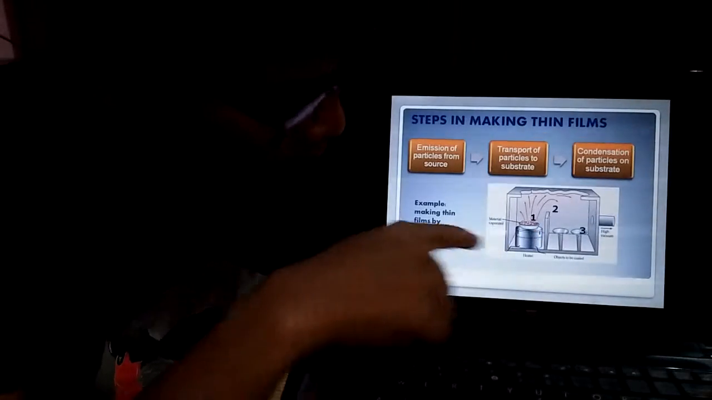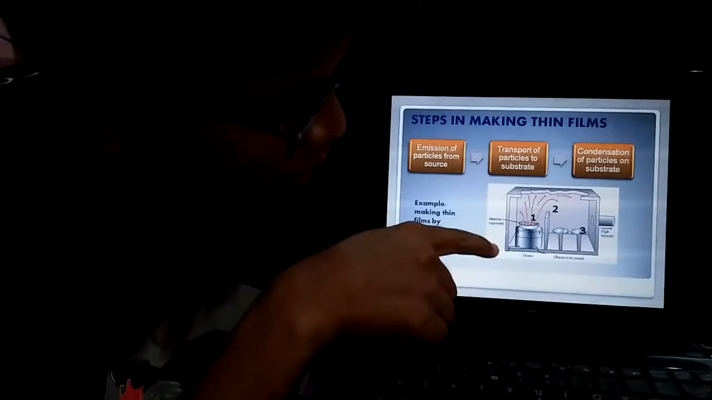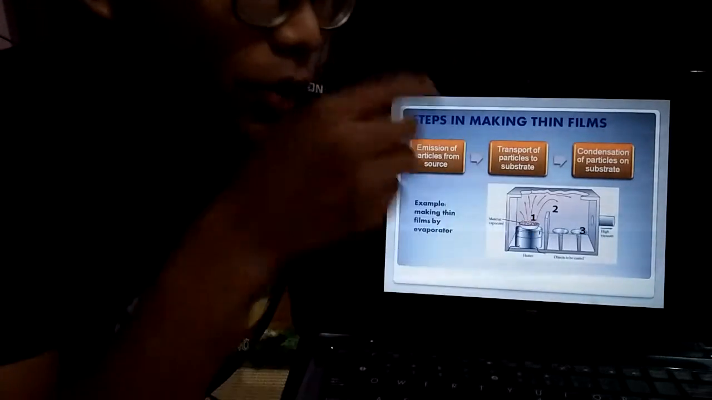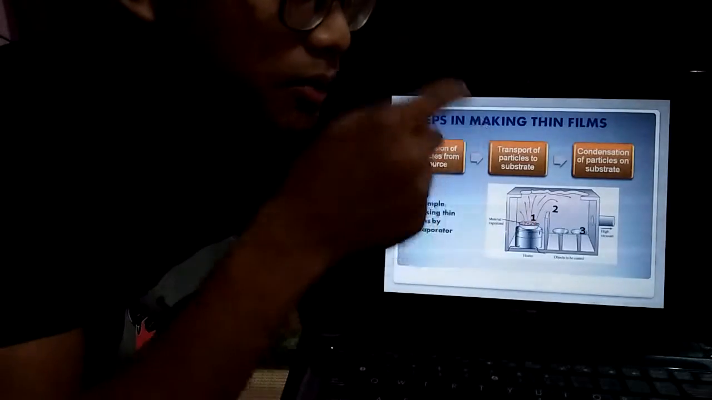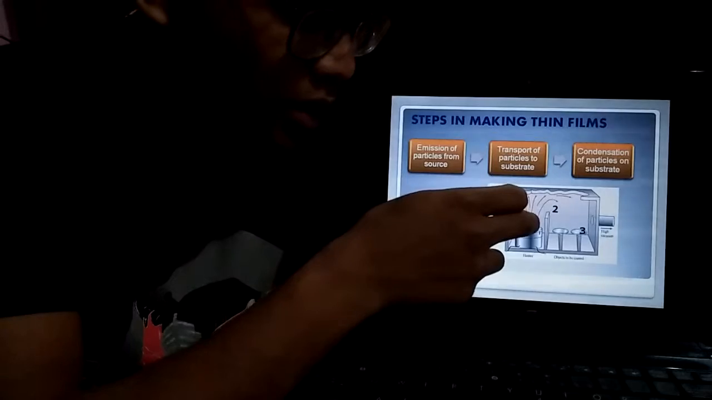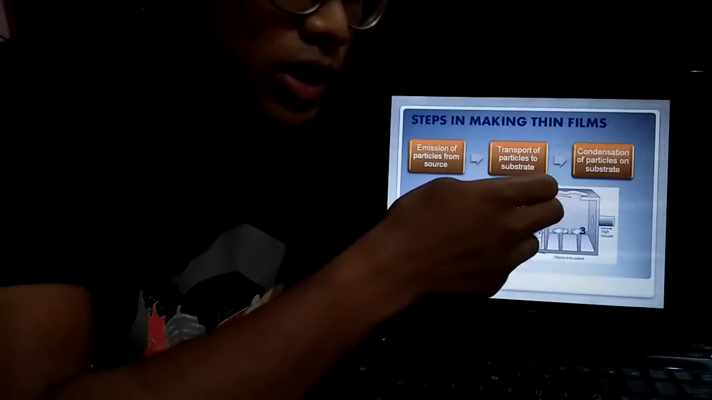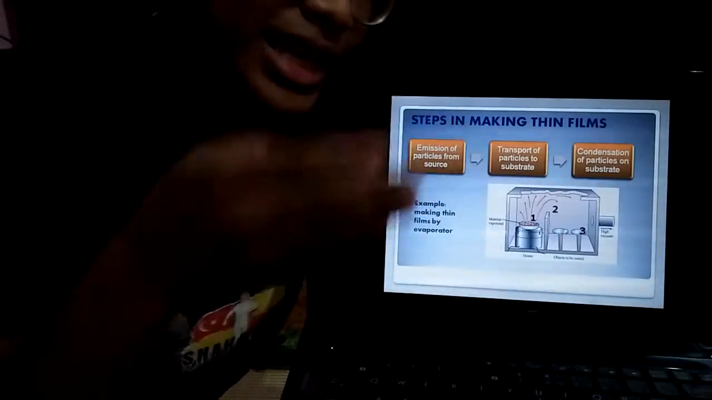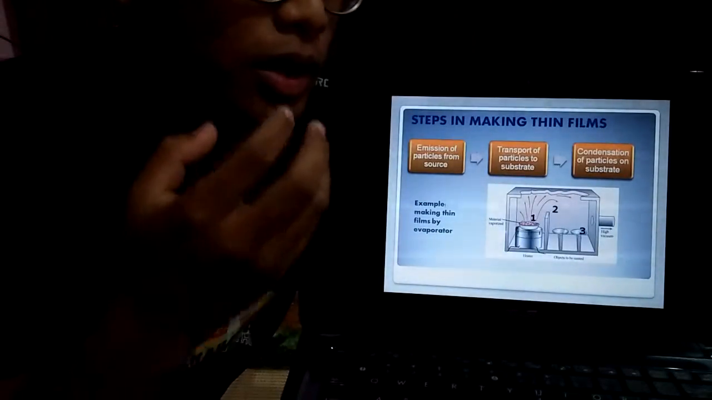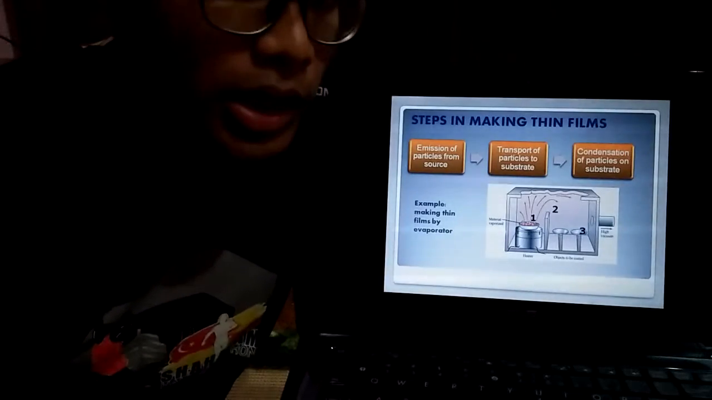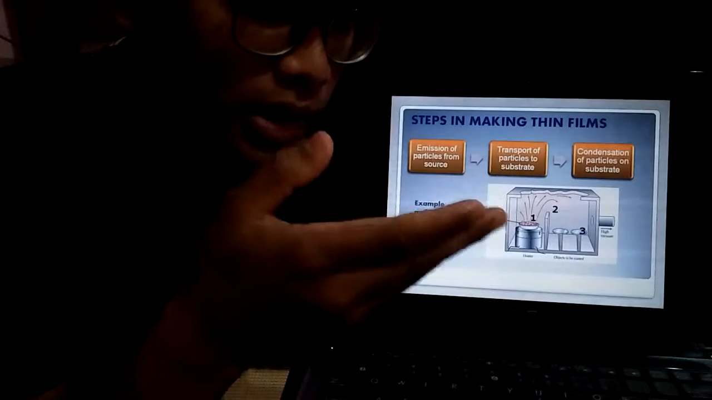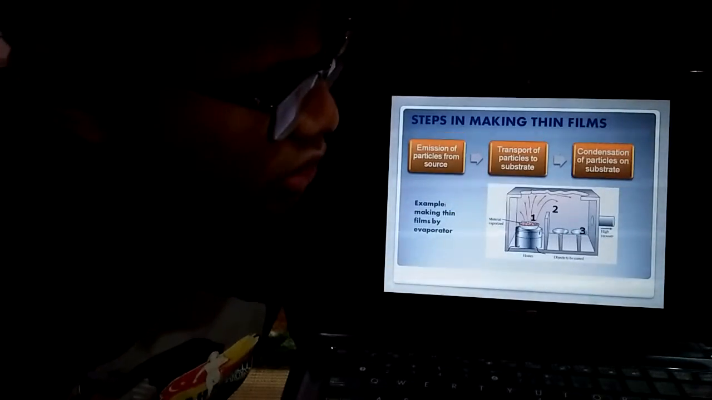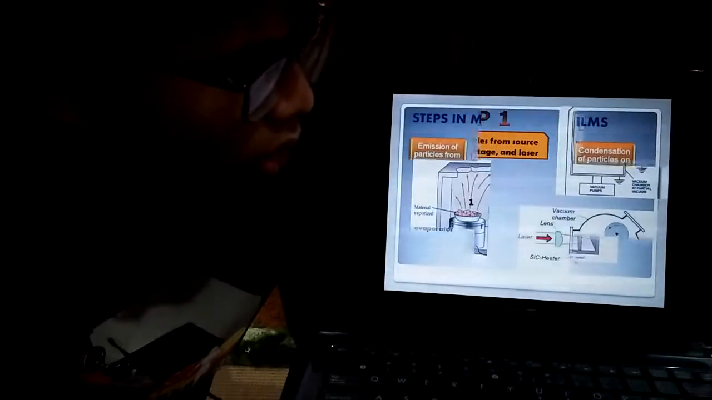In the first step, a material is vaporized and released. When the material is vaporized, particles are released. That is the first step. When the particles are released, they will move towards a substrate. From here to here is the second step. When it has reached the substrate, it will undergo condensation with the targeted object. So this is the process to coat an object. Going on to the next point.